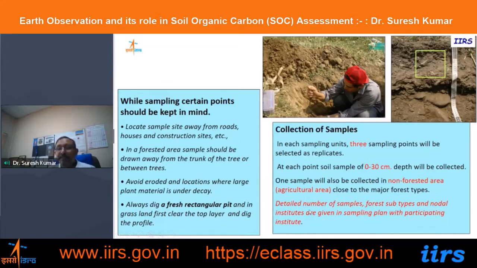And while taking the samples, you take into account that you don't take the crop residues. You take only the soil samples. Where to take the soil samples? You locate your site away from the roads, house, construction sites, or away from the trunk of the tree roots. And so you take a fresh rectangular pit. Never take the old pit. You dig up or take out the fresh pit, because in old pits, your observations will not be correct.